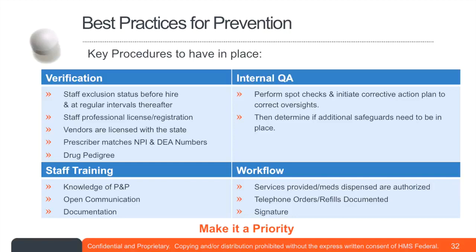Staff training: make sure the staff knows policy and procedures, that there's open communication and plenty of documentation. In the next column at the top, internal quality assurance: perform spot checks and initiate a corrective action plan to correct oversights, and then determine if additional safeguards need to be put in place. An example of that would be some type of software update to help make sure that certain things aren't on automatic override during adjudication.